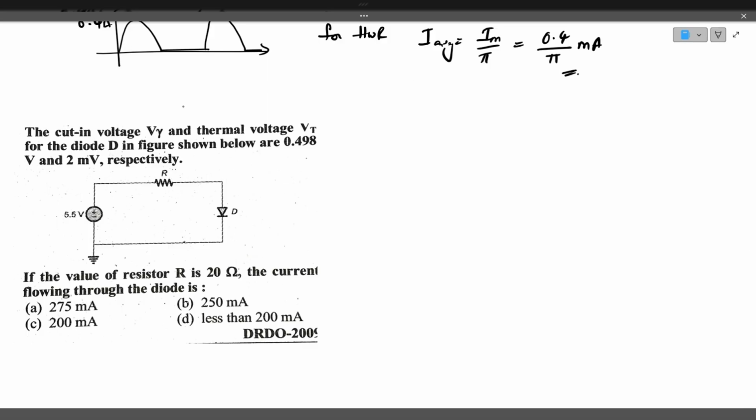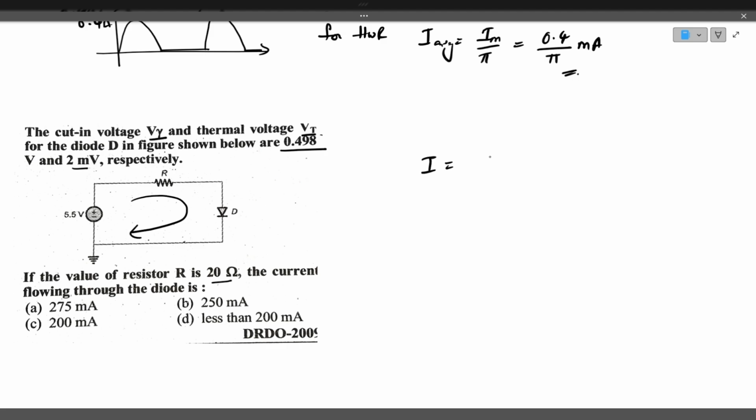We'll see the next question. The cut-in voltage V gamma and thermal voltage for the diode shown below are 0.498 and 2 millivolts. If the value of the resistance R is 20 ohms, the current flowing through the diode is. It's very simple. He's asking us to find out the current flowing in the circuit.